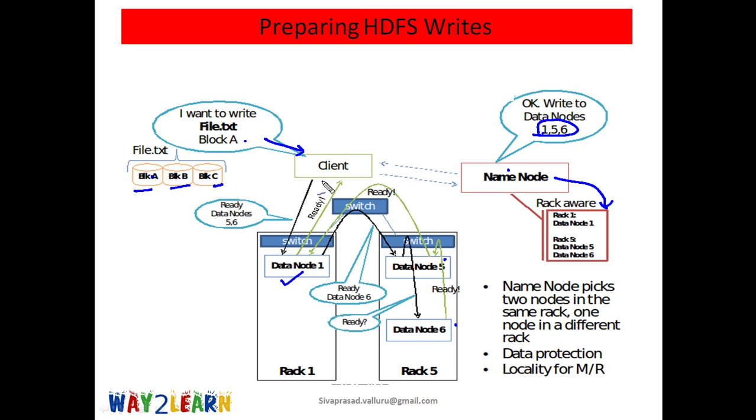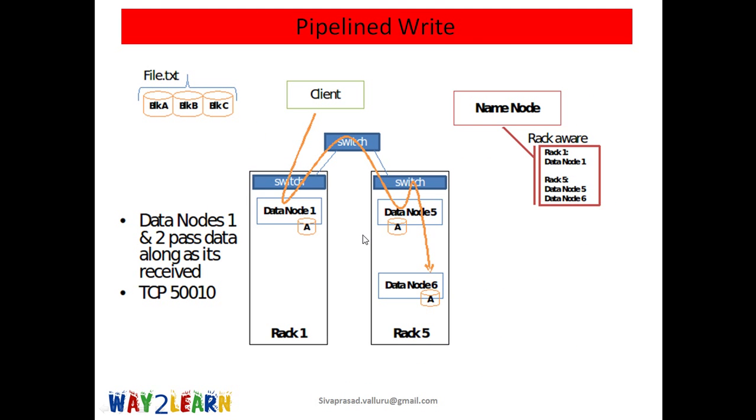Then the client program will ask the first data node to ready data nodes 5 and 6. Data node 1 will ask data node 5 to ready 6. And once data node 6 is ready, it will give acknowledgement to 5. 5 will give acknowledgement to 1. 1 will give acknowledgement to the client. Now the data nodes are ready to accept the writes. Then the client will actually write to data node 1. Data node 1 will write to data node 5. Data node 5 will write to data node 6. That's how writes are pipelined among the data nodes.